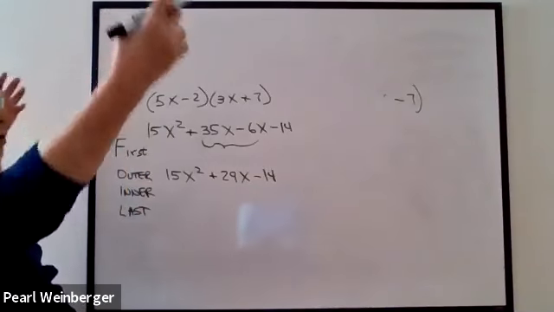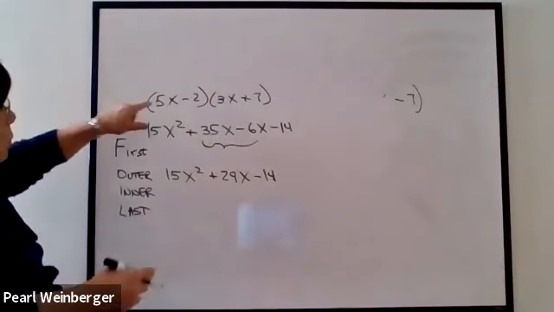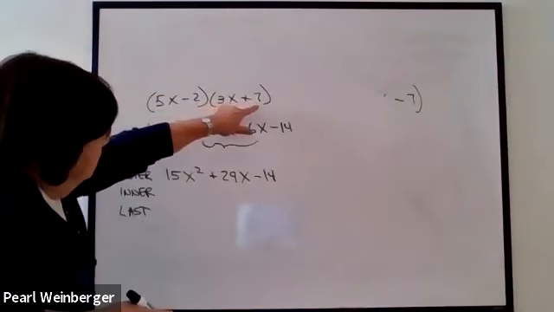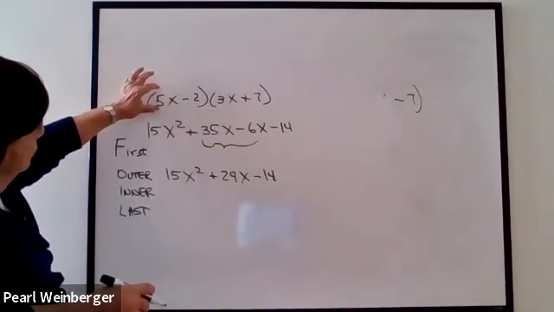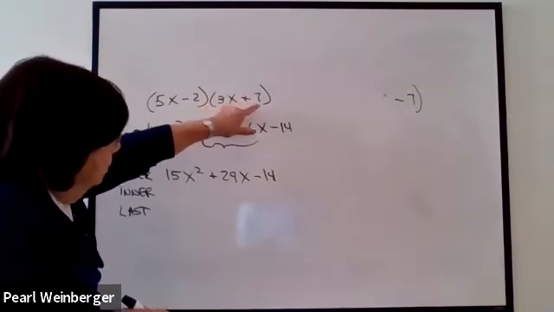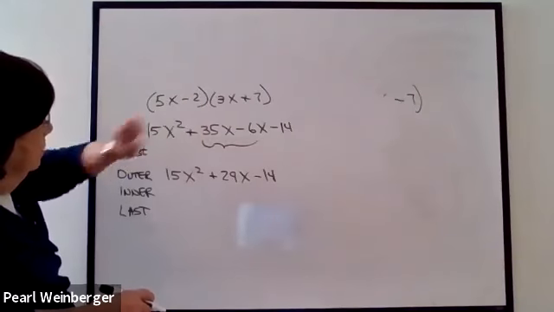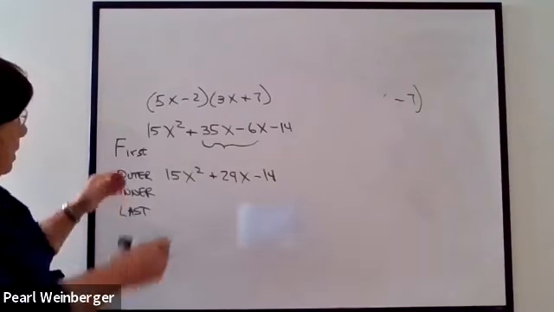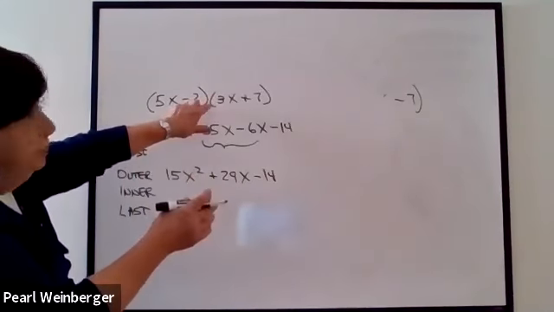Outer are the terms that are furthest apart, which is the 5x and the 7. That's what we did next. We took the 5x and multiplied it by the 7, and that gave me the 35x. Inner are the two closest.